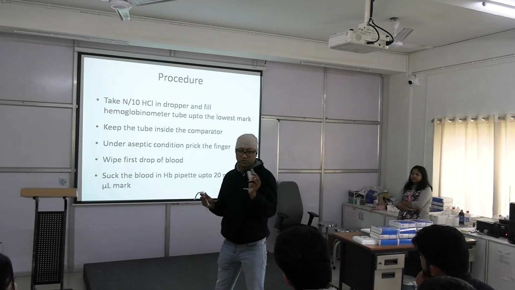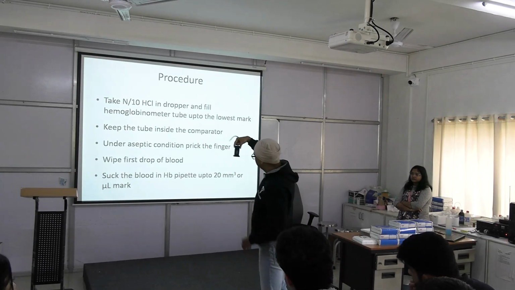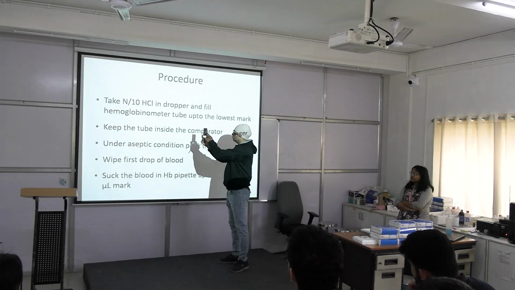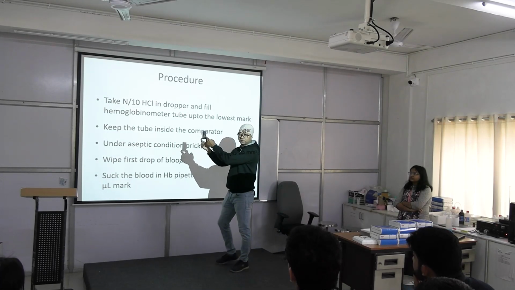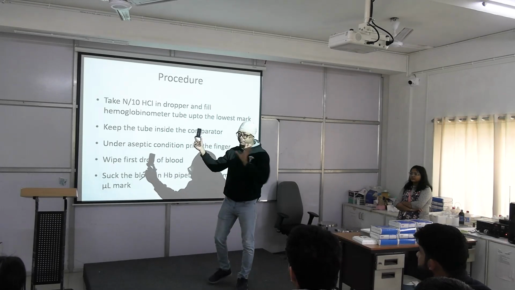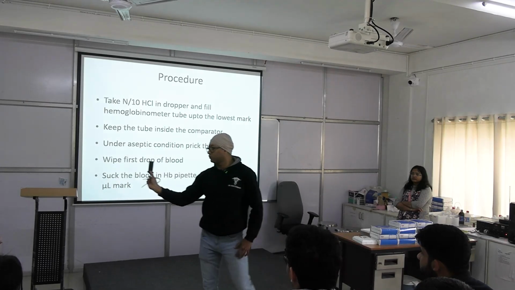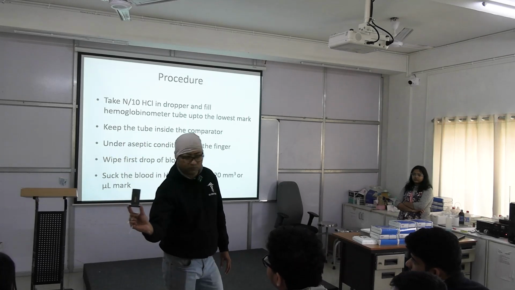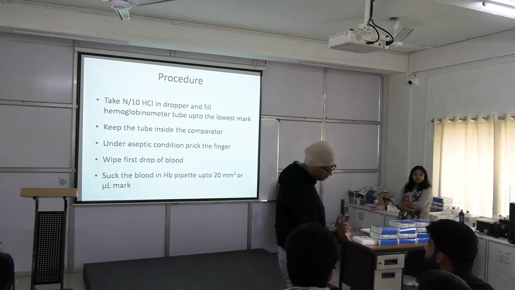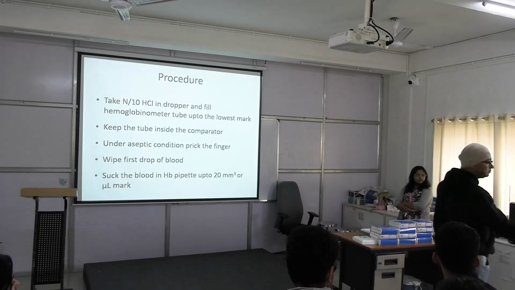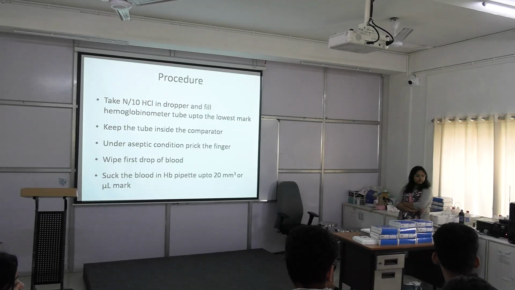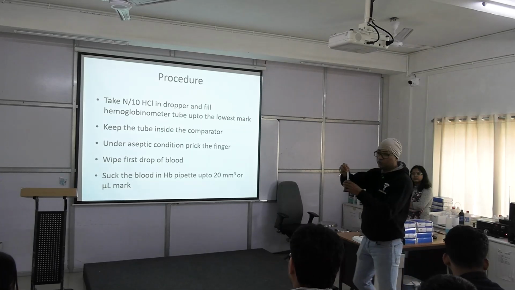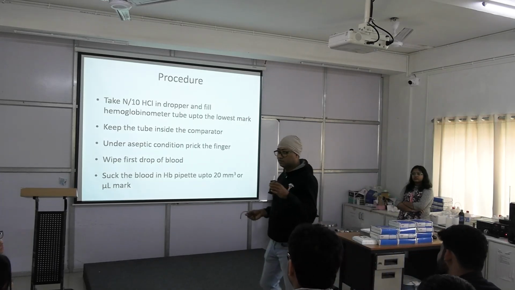So this is the comparator box. Carefully see this comparator box. In the middle there is a hollow, but on both sides we have a brown color. Can you see? On both sides we have brown color, clear. The middle position is to keep this hemoglobinometer tube.